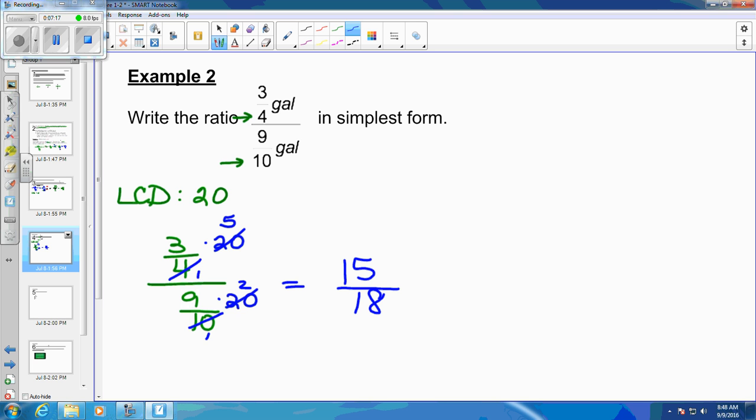And now I need to simplify. 3 goes into 15 5 times. 3 goes into 18 6 times. Okay? How are you doing? If at any point you need to re-look at something, please feel free to pause and rewind it so that you can see it again.